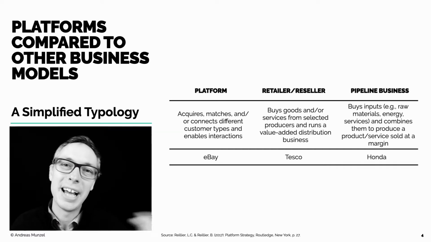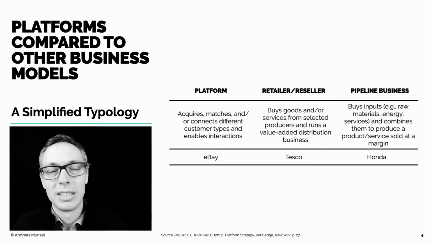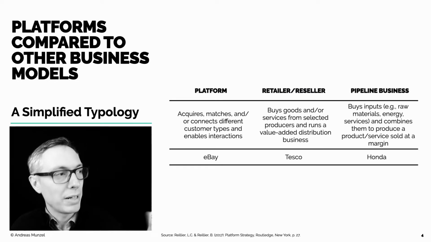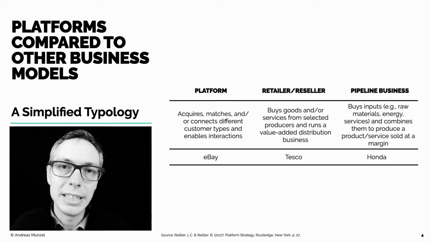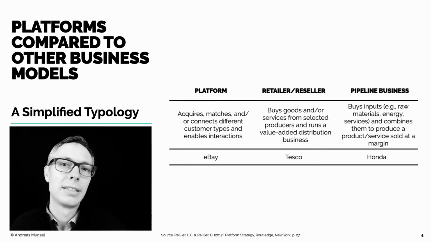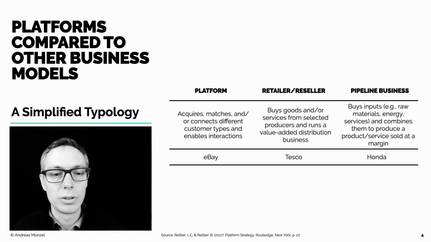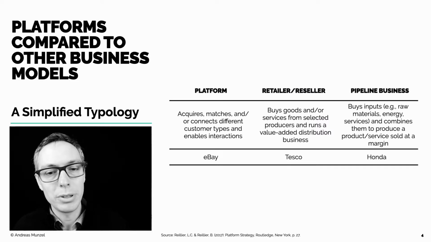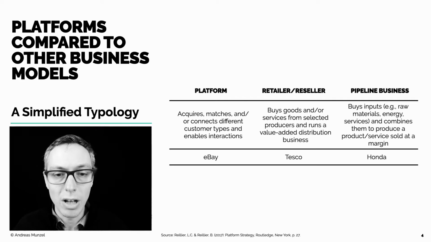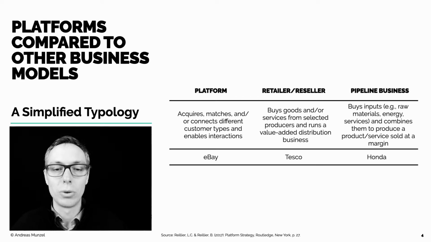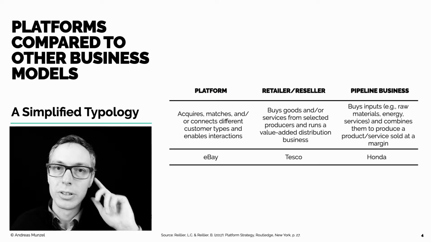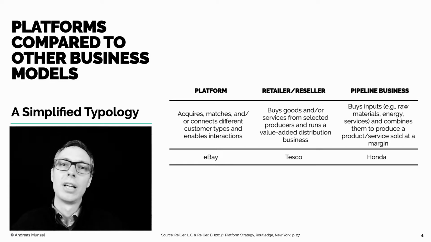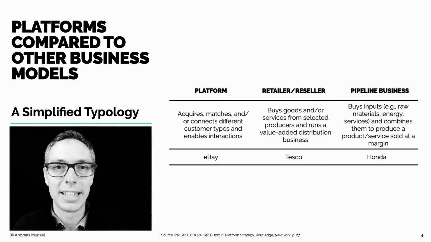So let's compare that to different industries or business models that exist so far and that you're very familiar with. Platforms compared to other business models, and what I provide here is a very simplified typology. Let's move from the right to the left here. The first one is a pipeline business, as referred to by Reillier and Reillier. What is a pipeline business? A pipeline business buys inputs like raw materials, energy, or services and combines them to produce a product or service sold at a margin. A typical business taking raw materials, assembling them, producing the final product, and then selling that with a margin.